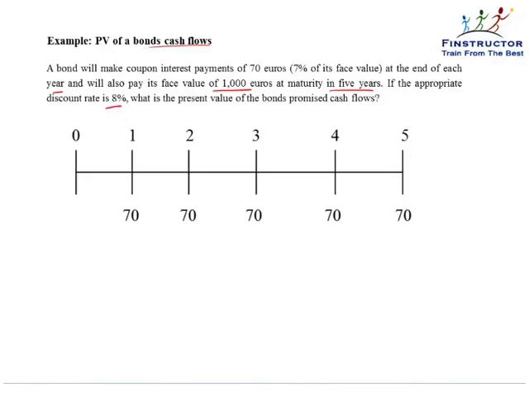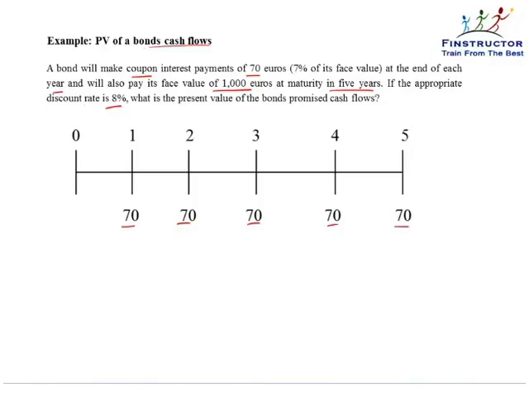A bond or any fixed income instrument is called so because it gives us a fixed stream of cash flows. These cash flows are generally broken up as coupon payments and principal payments at maturity. So this bond, for instance, pays us a coupon payment of 70 euros every year for the next 5 years. Let's draw the timeline and depict the cash flows.